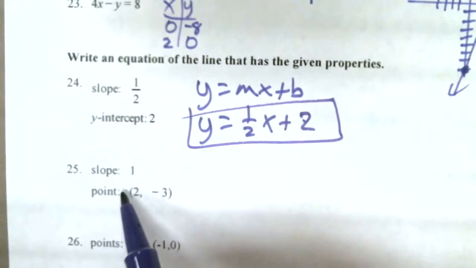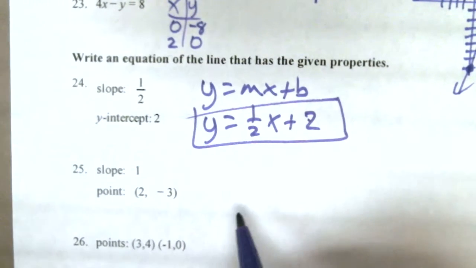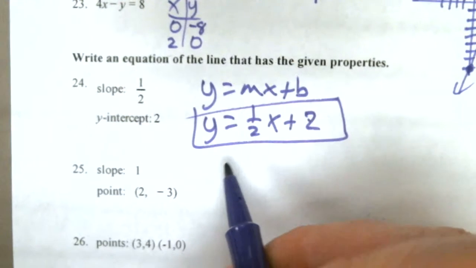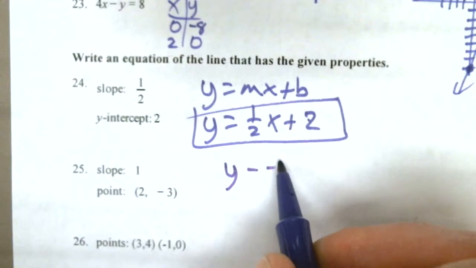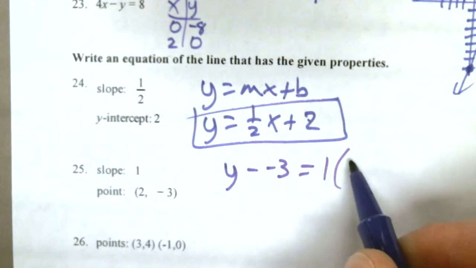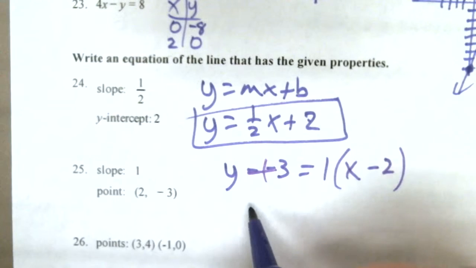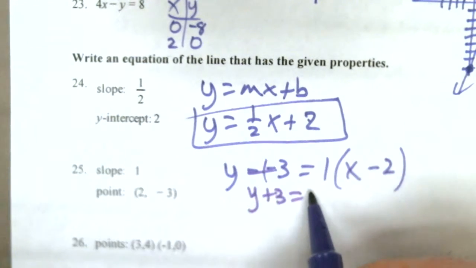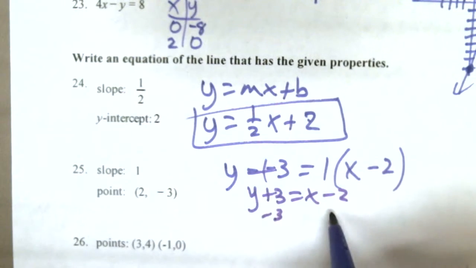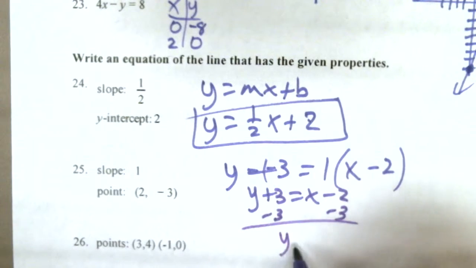Here we're given a slope and the point. We should use point-slope form. So I'm going to say y minus y1 equals 1 times the quantity of x minus x1. Simplifying, I get y plus 3 equals x minus 2. Minus the 3 from both sides, I get y equals x minus 5.